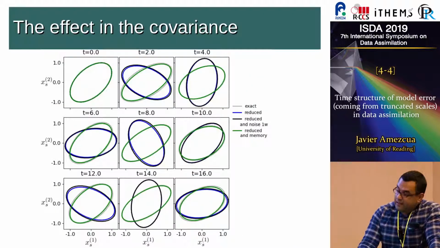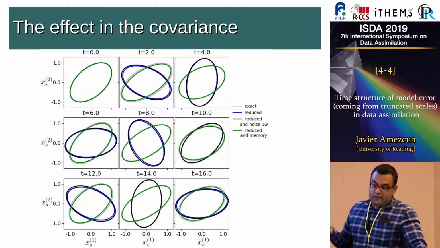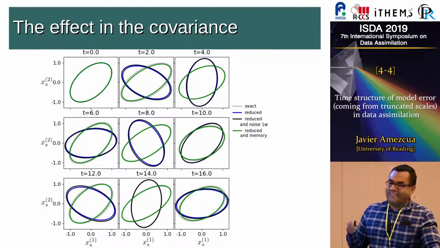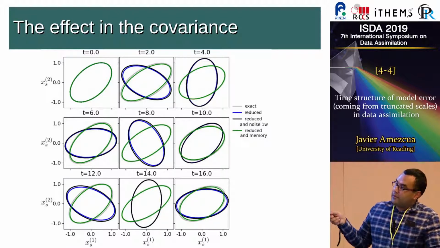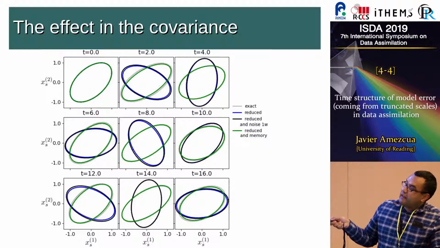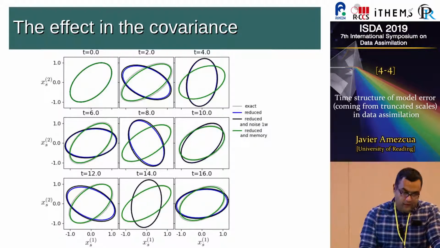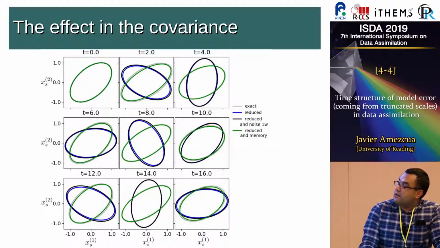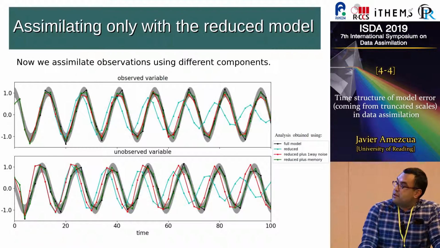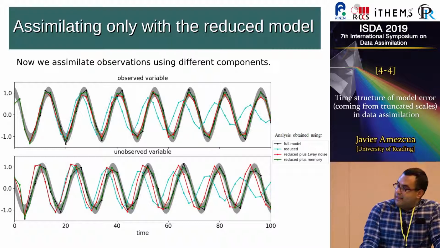And for the covariances, after all, the covariances are the ones that are going to be responsible to update unobserved variables. If this is the exact one in gray, you can see that the rotation, if the covariance is coming from just the reduced model and reduced with noise, is very different in many cases, sometimes even perpendicular. And the introduction of the memory renders covariances that are very similar to the original ones. And these are my two last slides.